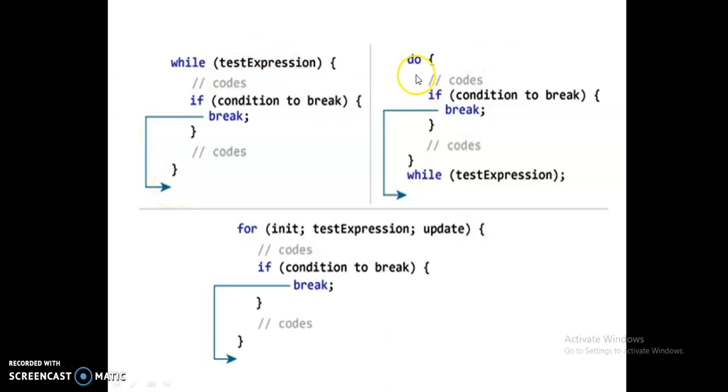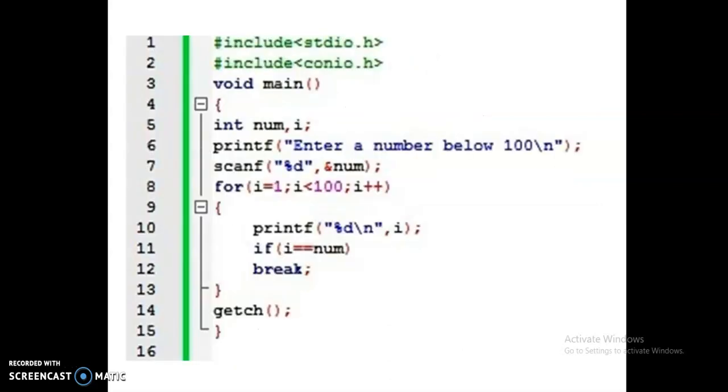Like this, here is the do loop. Here the if condition is used to check whether the condition is true or false. If the condition is true, the break statement is executed. What is the use of break? It will terminate the loop and go to the next statement after the loop. Like that in for also. Inside the for loop, an if condition is used. If the condition is true, the break statement is executed. The break will exit the loop and go to the next statement after the loop.